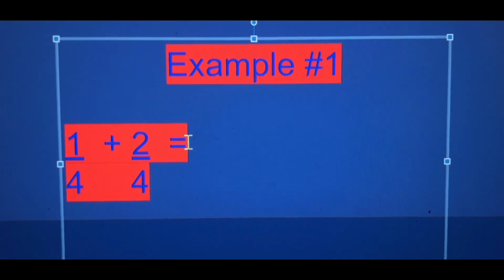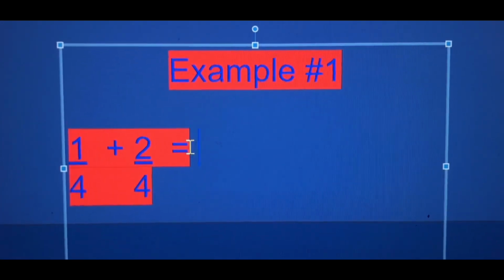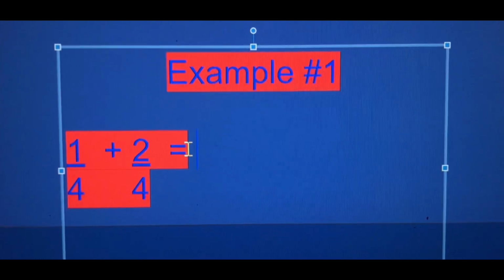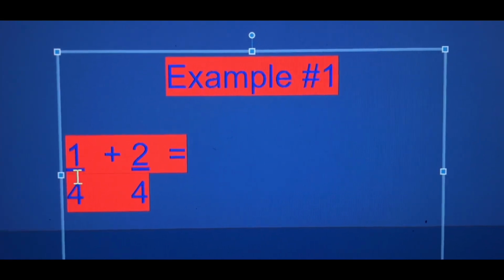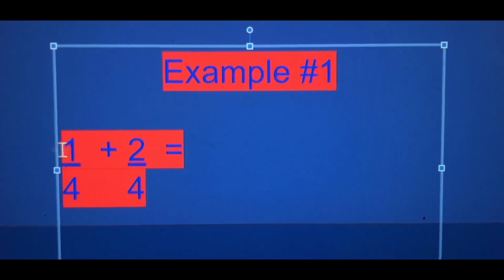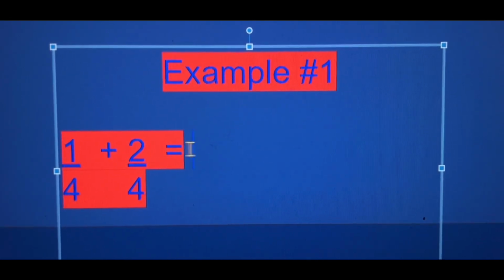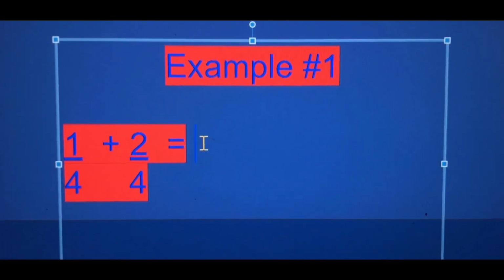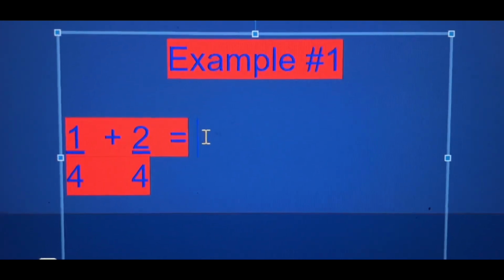If you can add and subtract one-digit numbers, you can definitely add and subtract fractions. It's no different than adding and subtracting one-digit numbers. The only difference is the denominator, the number on the bottom, stays the same. So for our first example, we have 1/4 plus 2/4. So again, we're going to add the numerators, the numbers on the top. 1 plus 2. I think everybody's pretty familiar with that. 1 plus 2 equals 3.